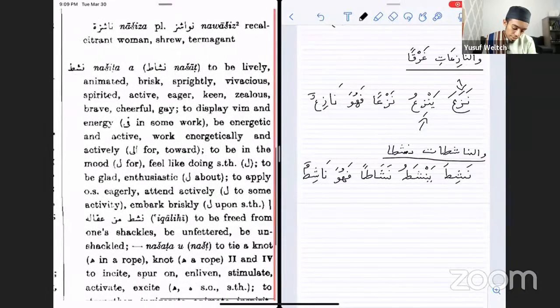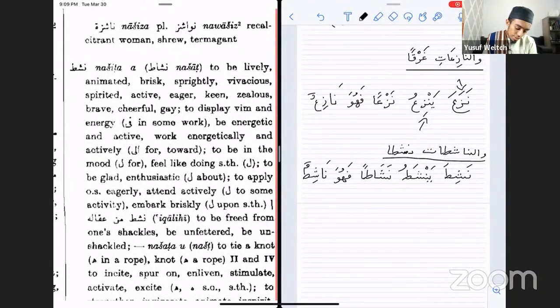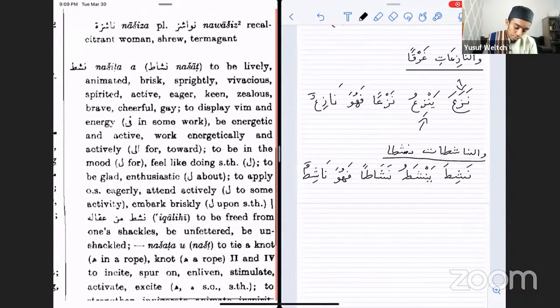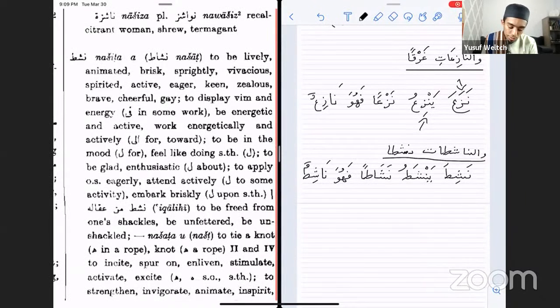You can see some of the meanings that are here: cheerfully, or enthusiastically. So it is both about the angels that rip out the souls and those who pulled out the souls nicely. Okay, so nashita yanshatu nashatan fahuwa nashitun. You know everything about the word, and it means to be lively.